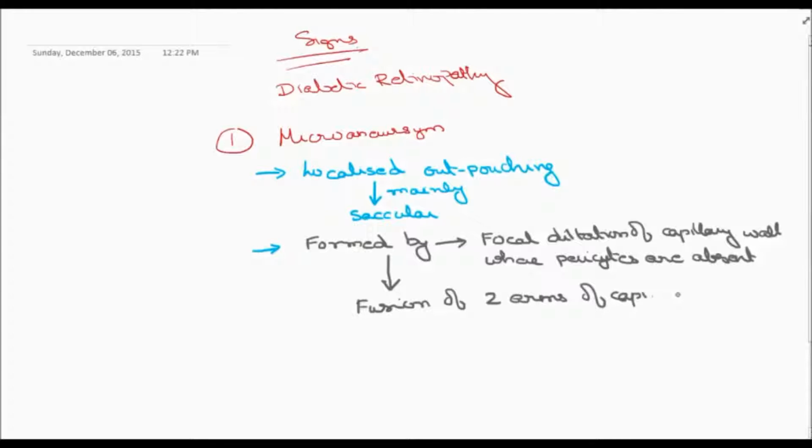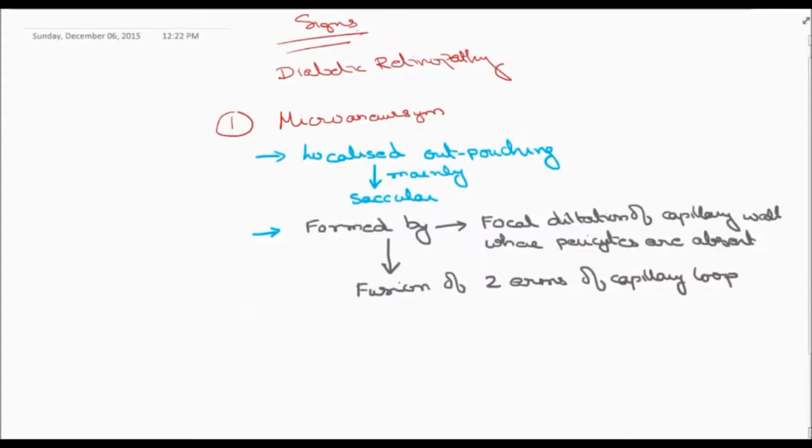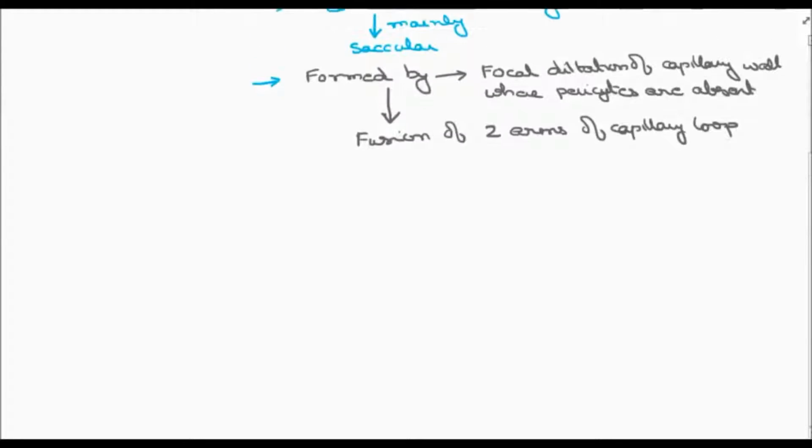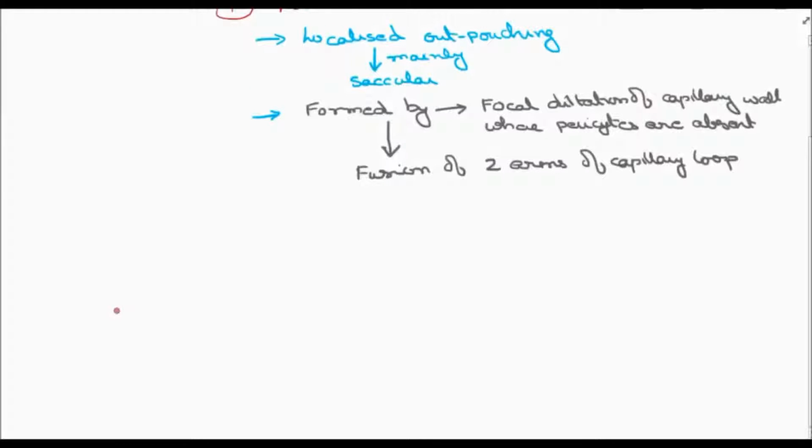Also, when the two capillary loops, that is, two arms of the capillaries which form a loop, fuse together, they form a microaneurysm. Now we'll draw a capillary wall and see how the focal dilatation and the fusion form the microaneurysm.